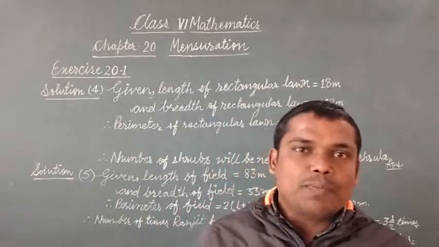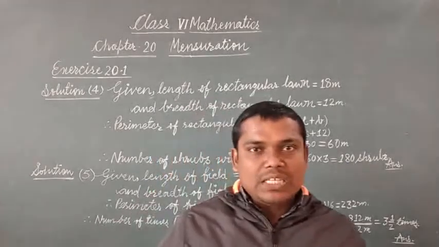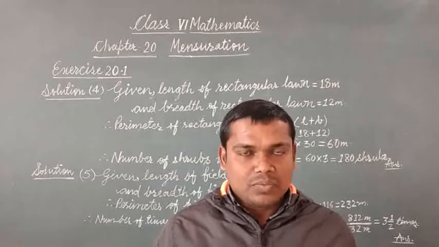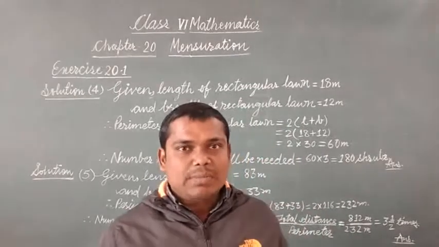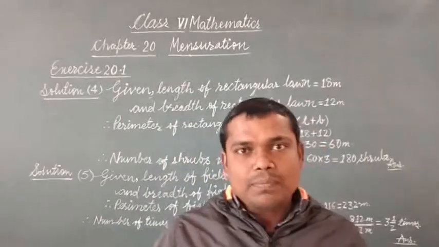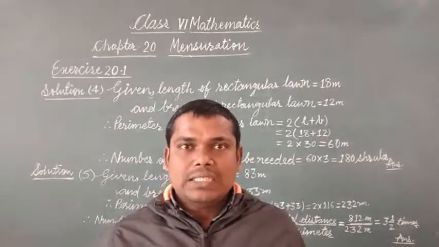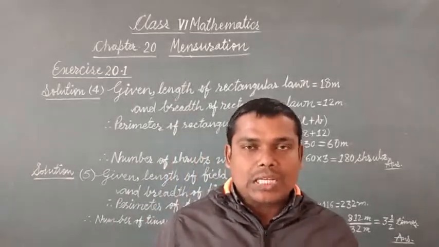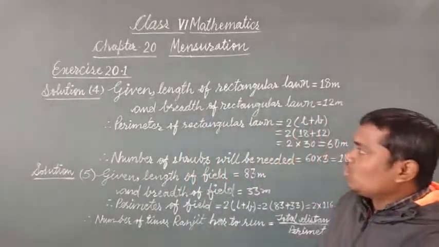To solve this kind of problem, first of all, we will calculate the perimeter of the rectangular lawn. Thereafter, as is given, in 1 meter, 3 shrubs can be planted. So, whatever perimeter of the lawn will come, you will multiply the perimeter by 3 to get the number of shrubs. So, look here on the board at the solution.